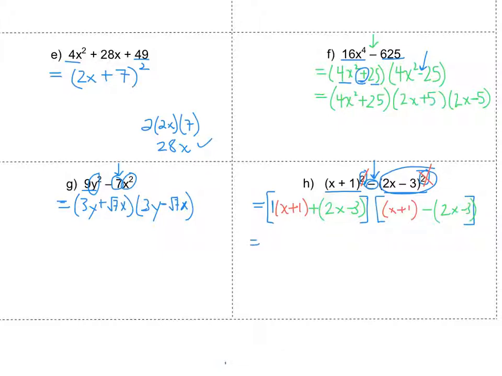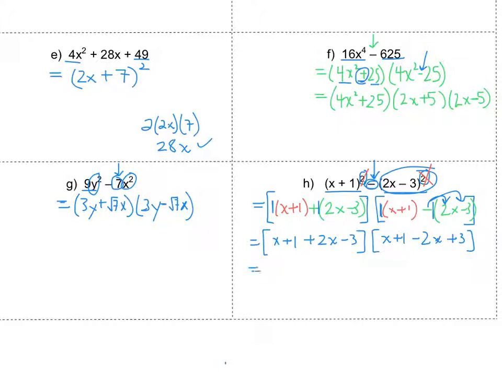I really just have a 1 times that first bracket. So 1 times x plus 1 would just be an x plus 1. And to it I'm adding 1 times my second bracket, so I would have plus 2x minus 3. And then the second big set of brackets, I would have 1 times the x plus 1, which is x plus 1. And then I have a takeaway. I'm going to take away everything in this second bracket. It would be take away 2x, add 3.